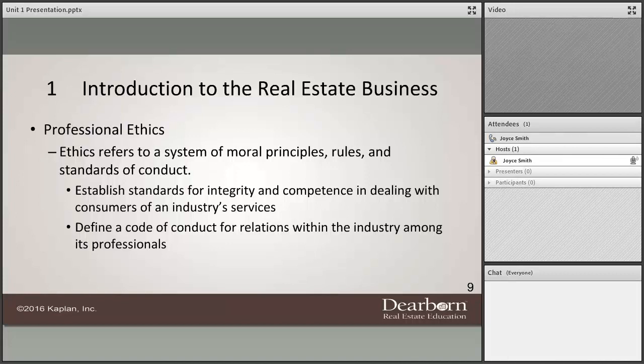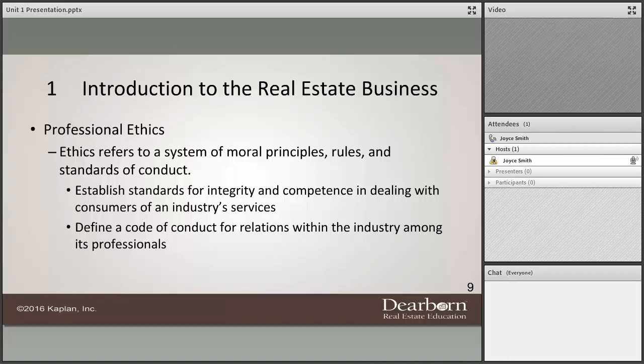So ethics refers to a system of moral principles, rules, and standards of conduct. It establishes standards for integrity and competence in dealing with consumers of an industry service. You are going to be representing your clients as a fiduciary, and you owe the highest degree of ethics and care for all of your clients. We're also going to define a code of conduct for relations within the industry among its professionals. We have ethical guidelines of how we treat each other. If you belong to the Board of Realtors and you have a beef against another agent, you go and sit before an ethics committee at the Board of Realtors. They strongly urge you to do that. That's part of belonging to the Board of Realtors, that all your complaints are heard at the board level where they will resolve those disputes.